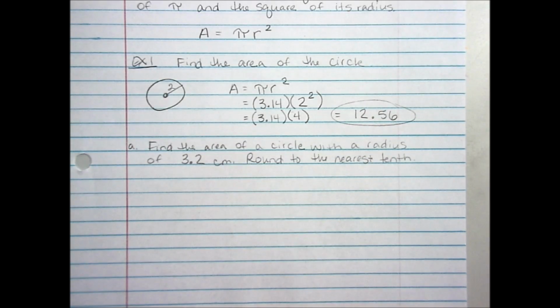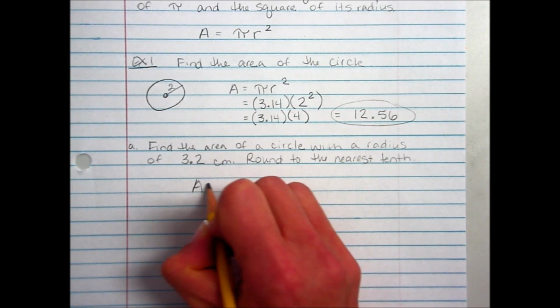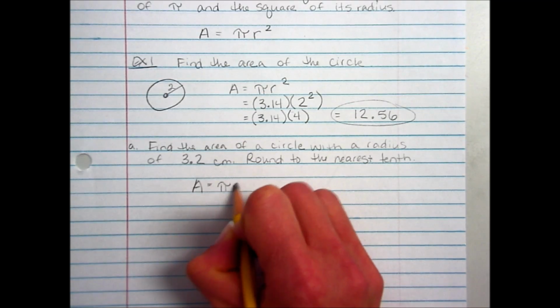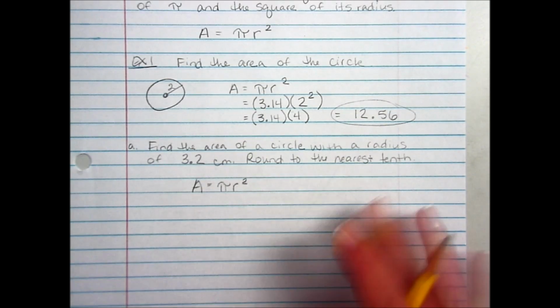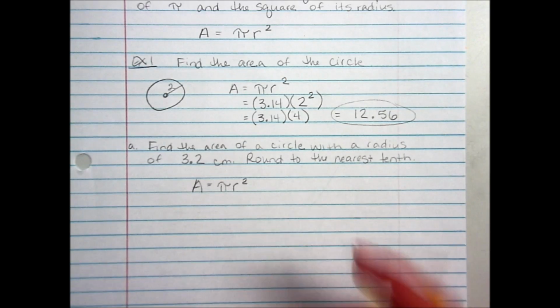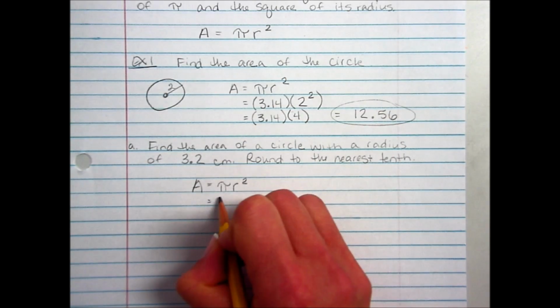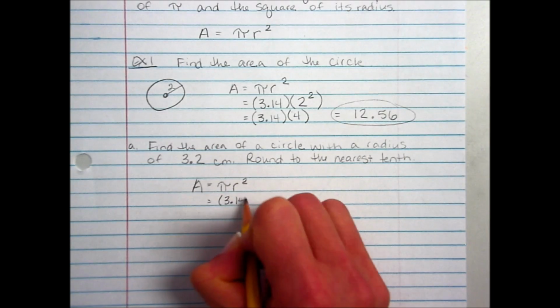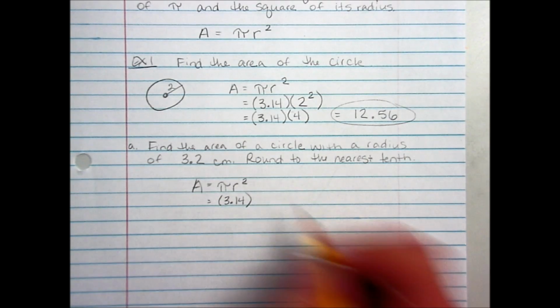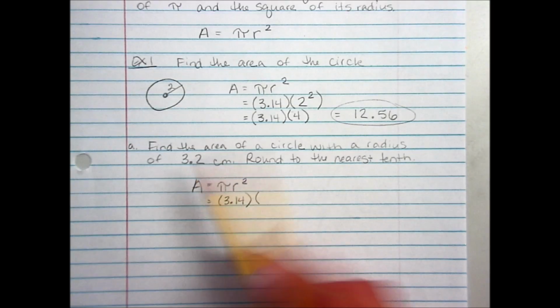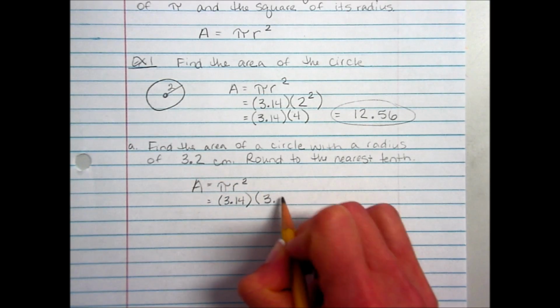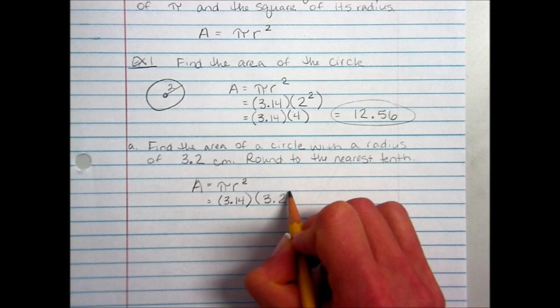Okay, so this next problem says find the area of a circle with a radius of 3.2 centimeters and round to the nearest tenth. So we write our formula. Area equals pi r squared. And now we'll plug in what we know. Pi is 3.14. Radius, it says, is 3.2. And that 3.2 will need to be squared.